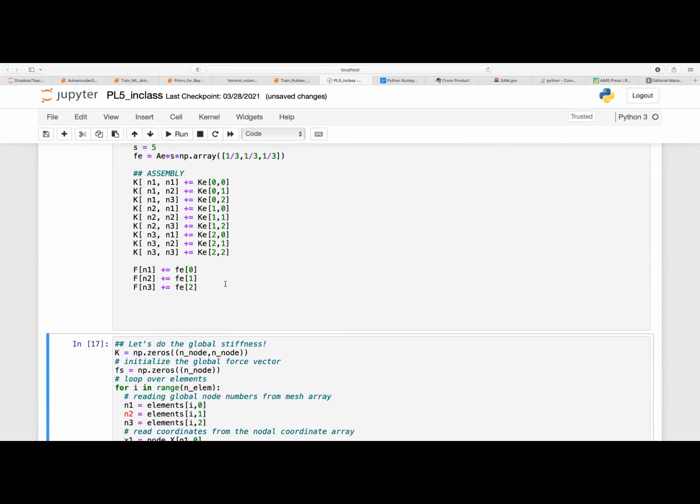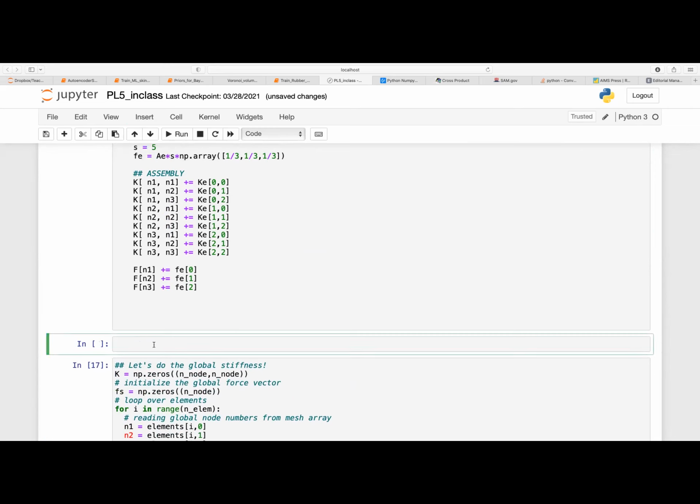So now at this point, we should have the global stiffness matrix and the global force vector. And now we need to solve. So for solving, this one is not here, so you cannot look at the code here. But what I'm gonna do is I'm gonna stop sharing there. So I'll give you 5 minutes to do that.